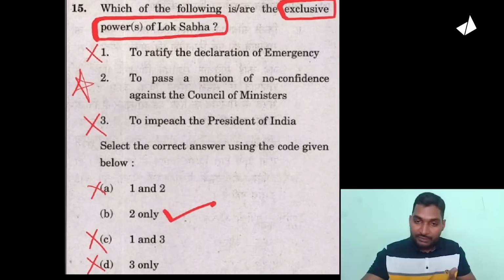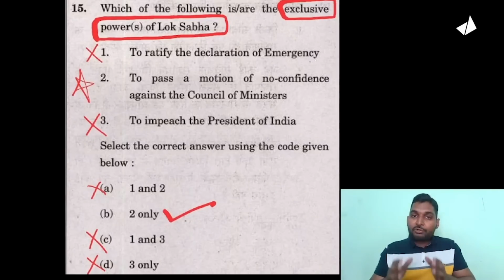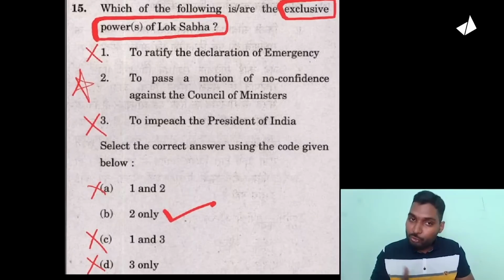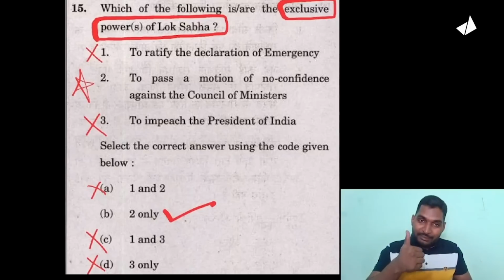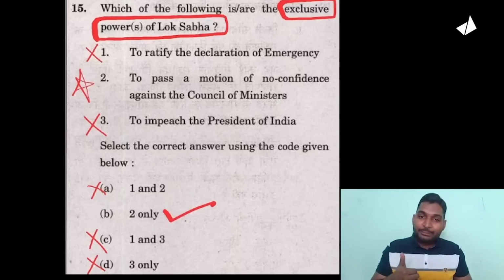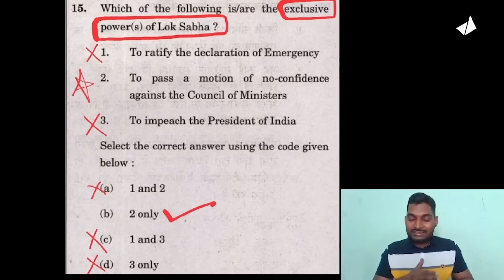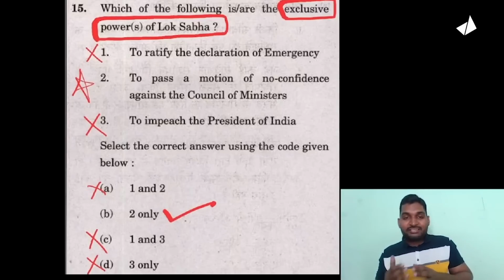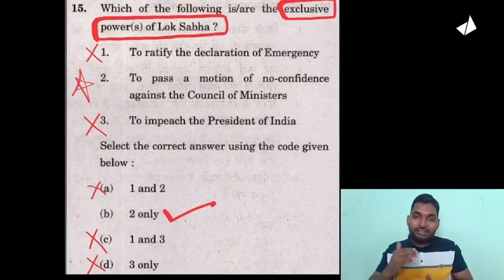Now we had this question in 2022 prelims paper. Which of the following are the exclusive powers of Lok Sabha? Statement 1 is patently wrong, ratifying the declaration of emergency. Statement 3, to impeach the President of India. Now this is generally a general statement, generally known to all. Statement 2 is correct, to pass a motion of no confidence against the Council of Ministers. We just saw this. So what did we do here?